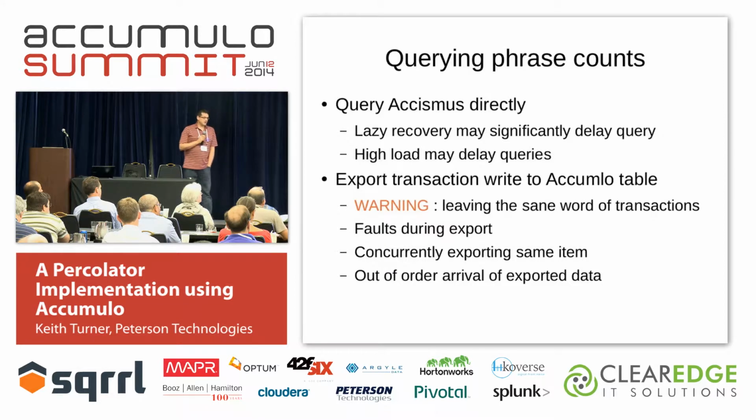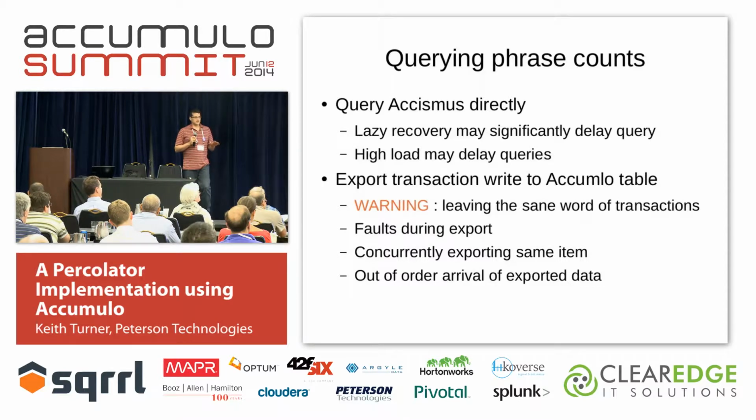But the way Percolator is designed, it's designed for throughput. It's not designed for OLTP. You don't want to use it for something like online banking. You don't want to use it for things that have to be responsive. And the reason behind this is the way Percolator recovers from failed transactions. It does a lazy recovery.